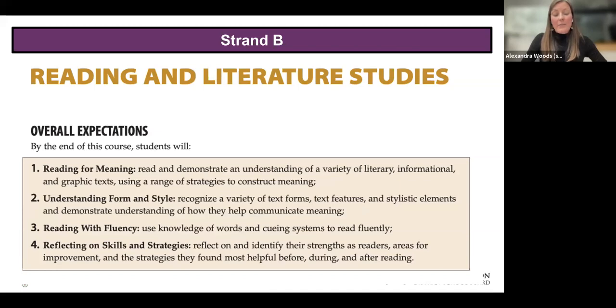So the second strand of the curriculum is reading and literature studies, and for this strand, students are expected to read for meaning. So reading and understanding a variety of different texts, literary texts, informational texts, and using a wide range of strategies to understand those texts and construct meaning. They also are expected to understand how the form and the style and the organization of a text might impact its meaning. And then again, that big one is reflecting on their skills and strategies. So what are their strengths as readers? What are the areas for improvement? And what strategies did they find most useful when they were reading in order to understand text?